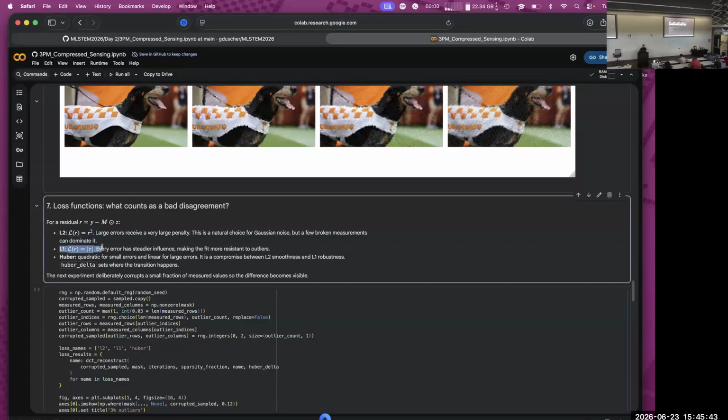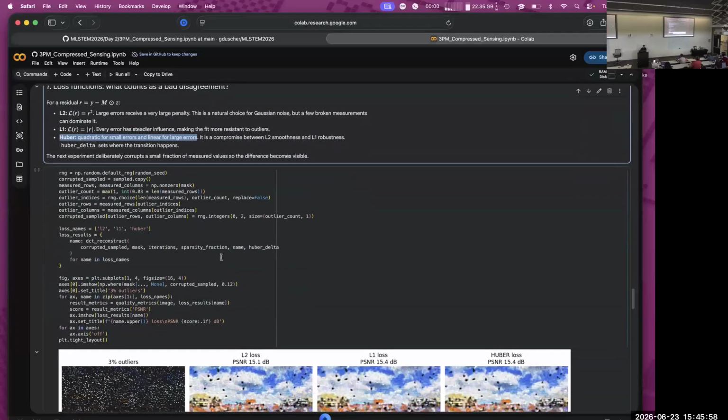Something a little more stable is L1, which is just the absolute value of the distance, and that can underreact sometimes. A good combination is Huber loss. It's quadratic for small errors and linear for large errors, and you can actually tune the threshold where it switches from quadratic to linear.